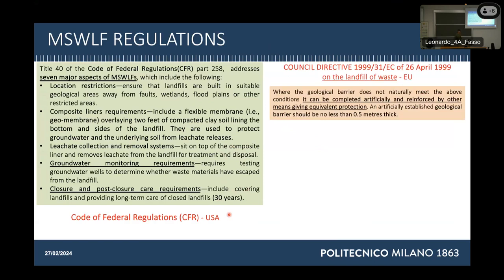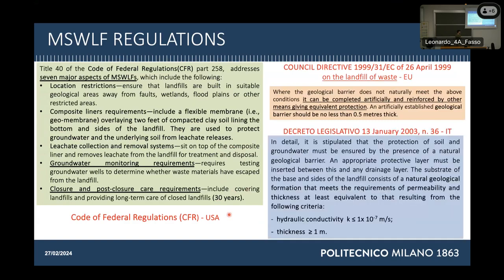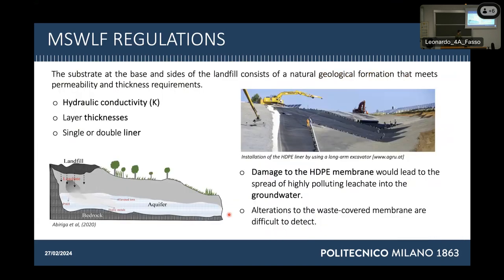At the European level, we are finding more or less the same points. We are defining the presence of artificial liner where we are not able to maintain suitable condition in terms of permeability due by the presence of the geological strata, for example. And at the national level, we have parameters that have to be maintained, considering natural or artificial liner, for example. And these parameters are related to the hydraulic conductivity and the thicknesses of the layers. So the main three points to be considered are listed: hydraulic conductivity, layer thickness, and the presence of the liner.